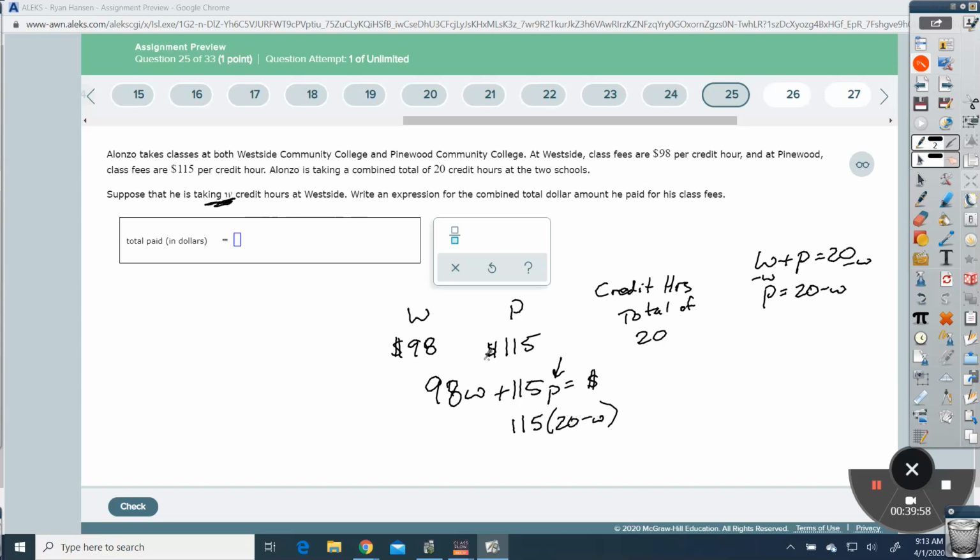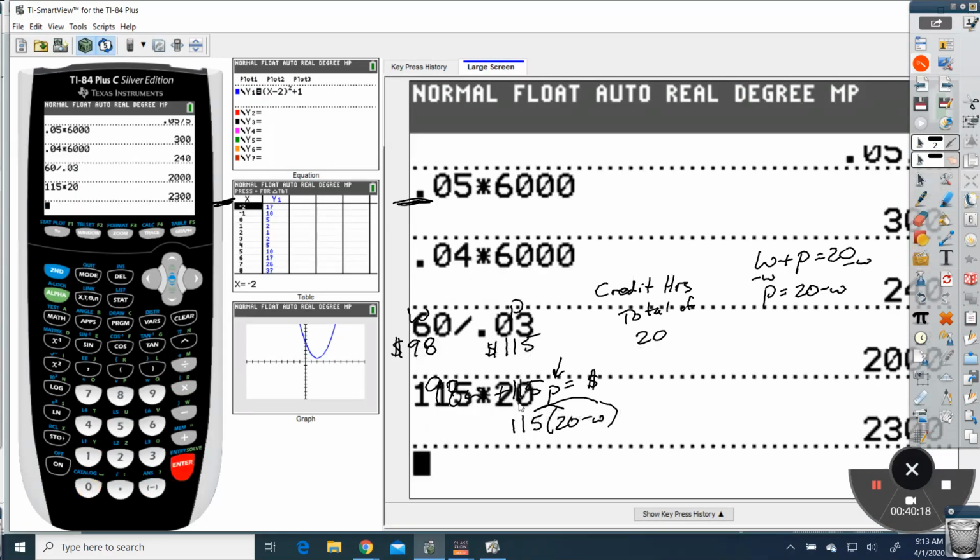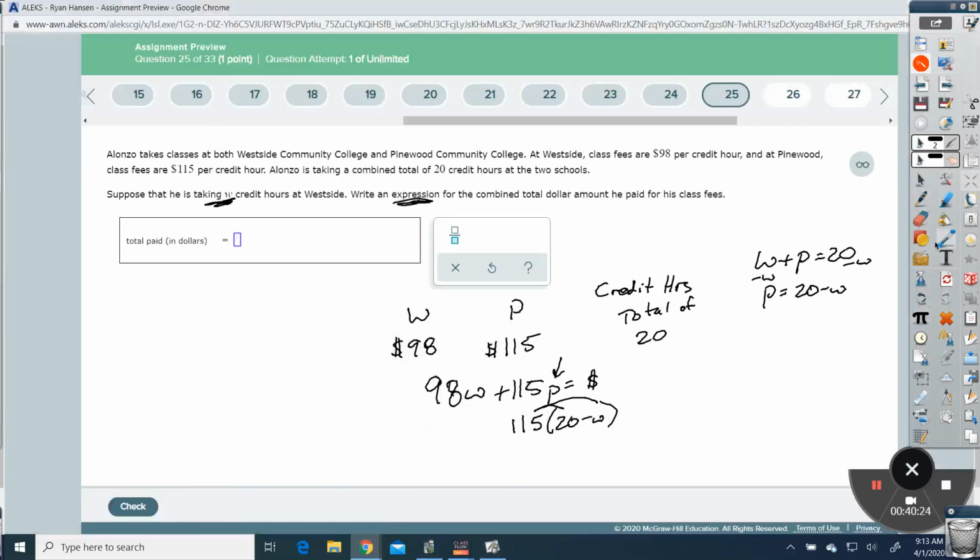I think that's what they were asking, where they said he's just taking W credit hours at Westside. So that's just creating an equation. So when it says an expression, it just wants an equation. So you could even distribute this. I'm not sure how it wants it. So 115 times 20 is 2300. So I have 98W plus 2300 minus 115W. So two more would make 100. So that's 15 more than 100, and two more, so that's 17. So I'd have 2300 minus 17W.